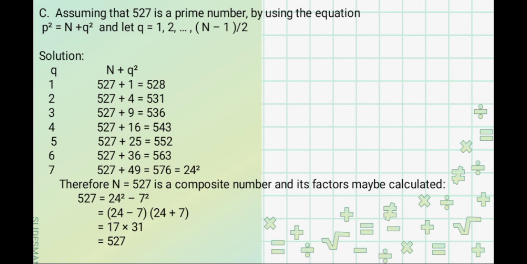So, what is our p squared? It is 24 squared minus our q squared, which is 7 squared. So, we are going to factor out 24 minus 7 and 24 plus 7, and calculate each. 24 minus 7 is equal to 17, and 24 plus 7 is equal to 31. So, 17 times 31 is equal to 527. Our result is equal to our n, meaning our solution is correct.